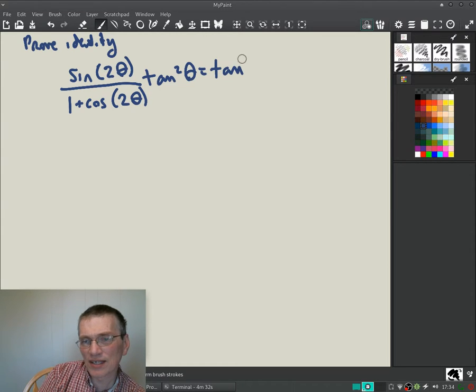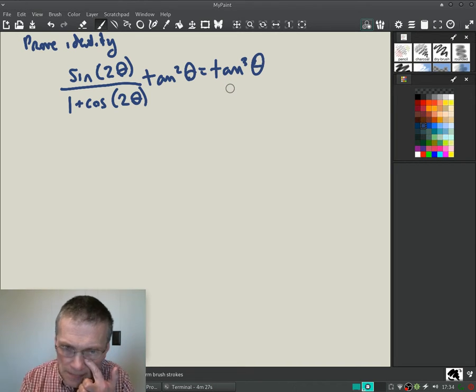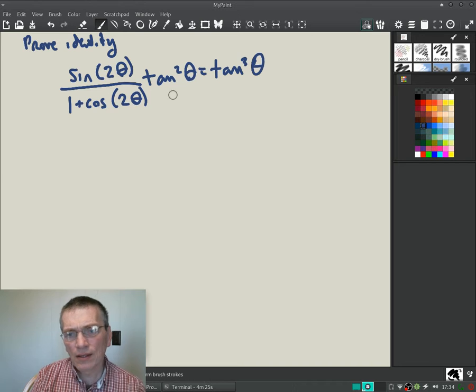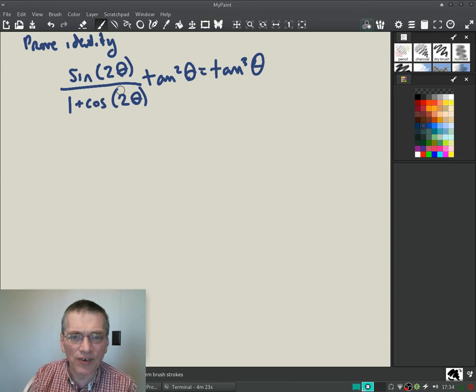1 plus cosine equals tangent cubed of theta. Now, these problems are a little different than solving for x and things. You basically have to take one side and make it look like the other side. That's one way to do it. You can take the right hand side and make it look like the left hand side, or you can do things to both sides to simplify it.